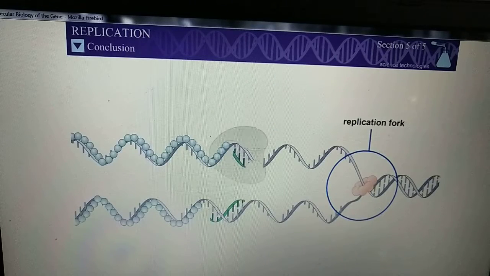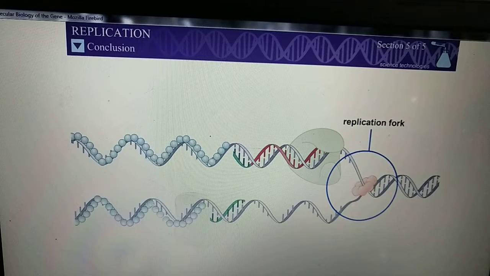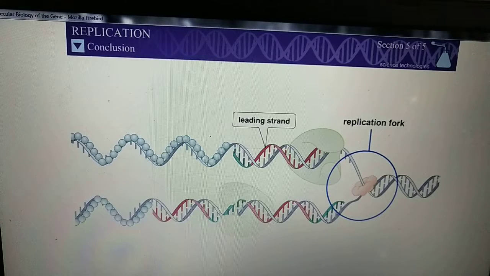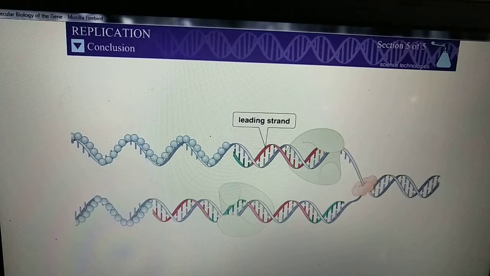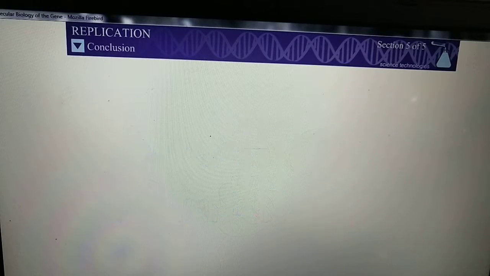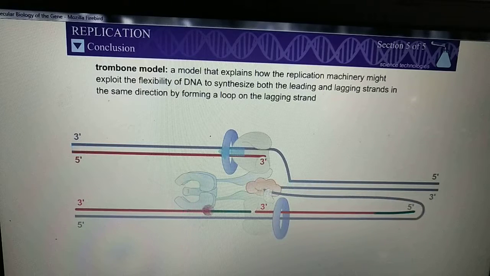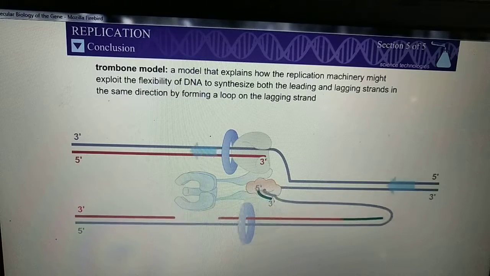The replication fork is the junction between the newly separated template strands and the unreplicated double-stranded DNA. Due to the anti-parallel nature of DNA, the leading strand is synthesized continuously toward the replication fork, while the lagging strand is synthesized discontinuously away from the replication fork. The Trombone Model explains how both strands are synthesized simultaneously.